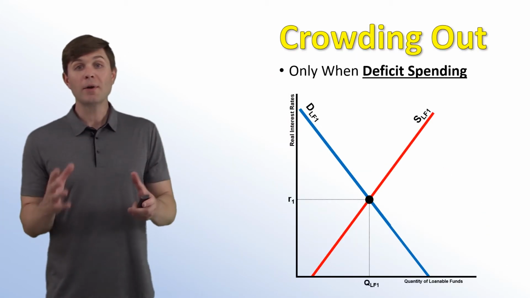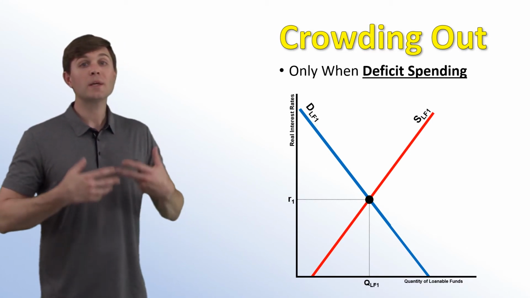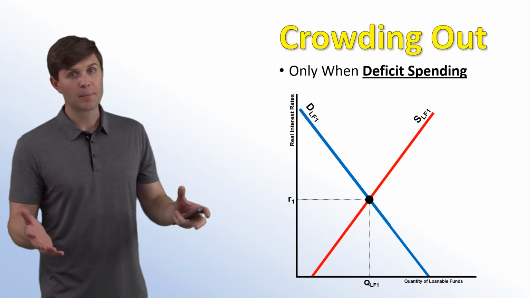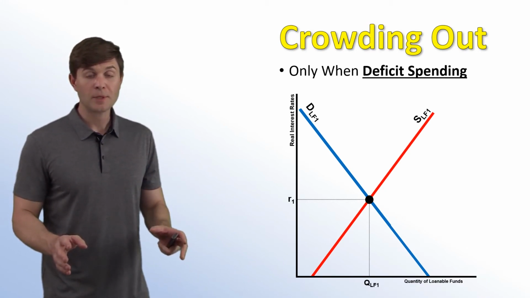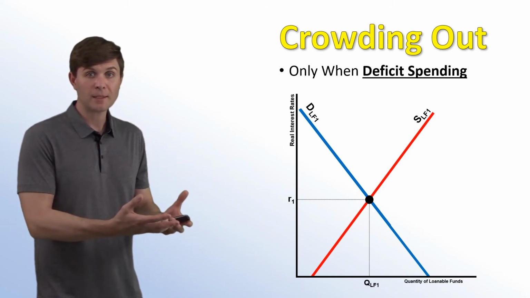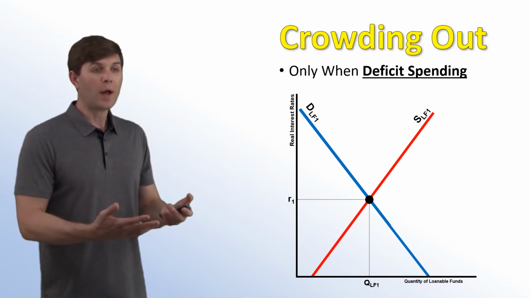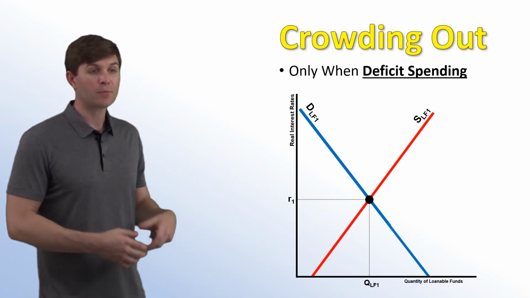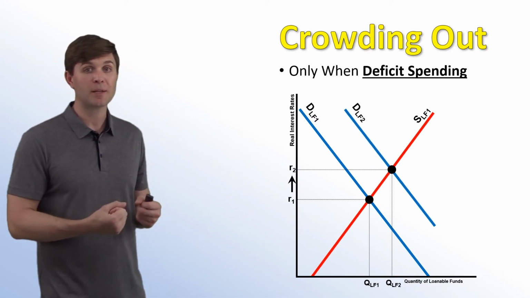All right, now, crowding out is another aspect that usually gets tossed into these questions. How is crowding out going to impact economic growth? So crowding out only occurs when deficit spending happens, because when the government borrows money to cover their spending or cover their transfer payments, what will happen? When they borrow, the demand for loanable funds is going to increase. It's going to shift to the right because they need that money from somewhere.